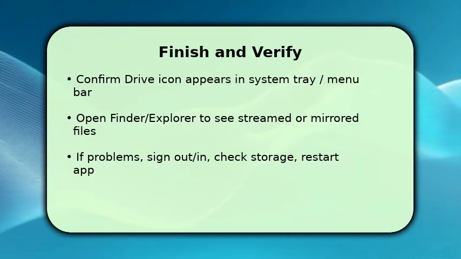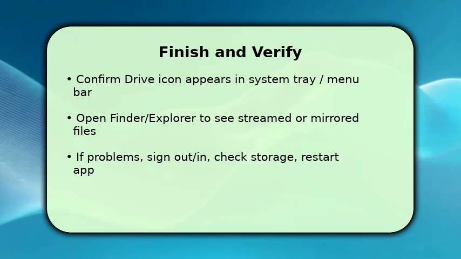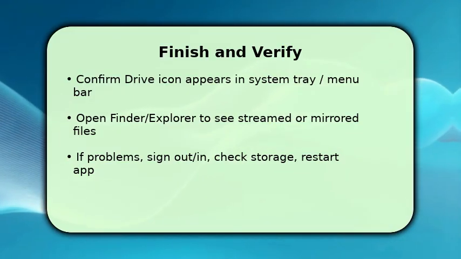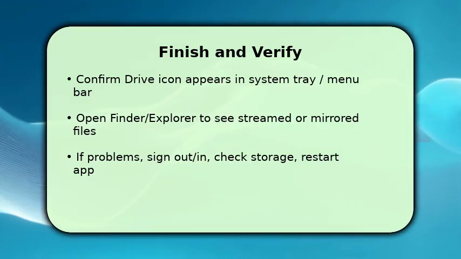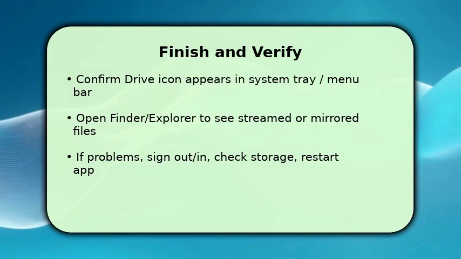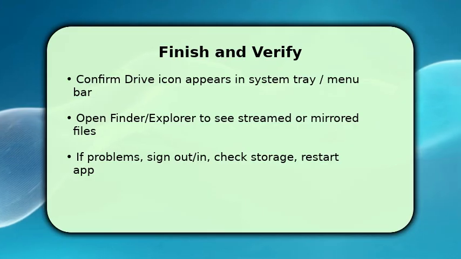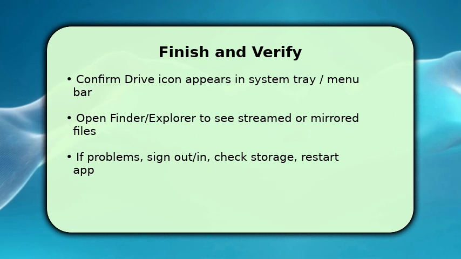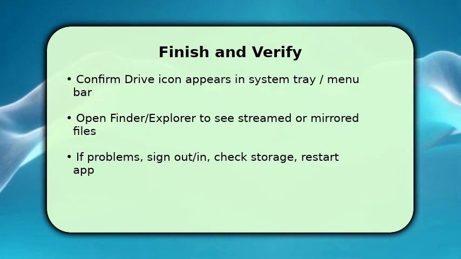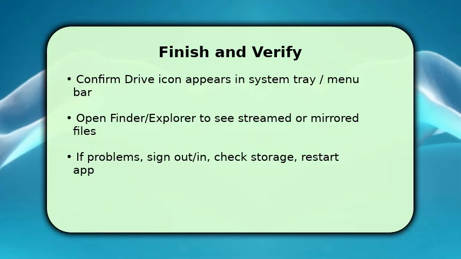You're nearly done. Verify the Drive icon in your system tray or menu bar. Its status indicator shows sync progress. Open Finder or Explorer to confirm files appear as expected. Streamed items show a cloud icon, mirrored files appear as local. Test by creating a file on desktop and confirming it uploads to My Drive. If syncing stalls, sign out and back into the app, confirm you have sufficient Google storage, and restart the Drive process. These steps resolve most common issues quickly.